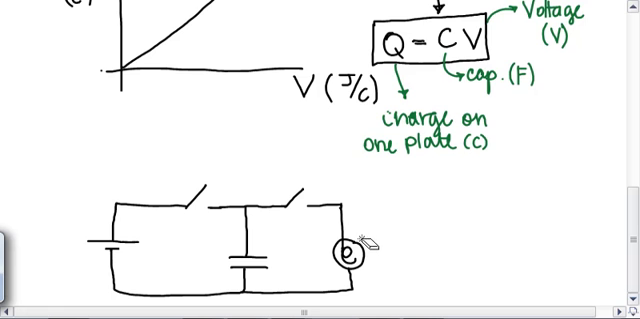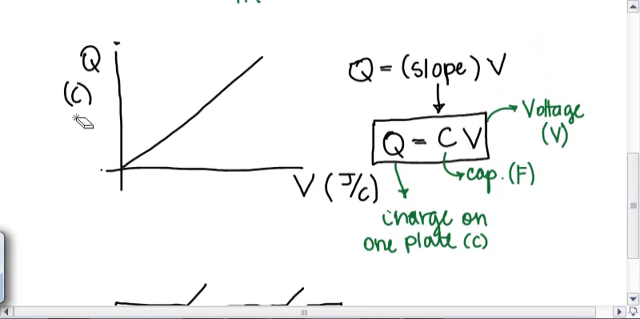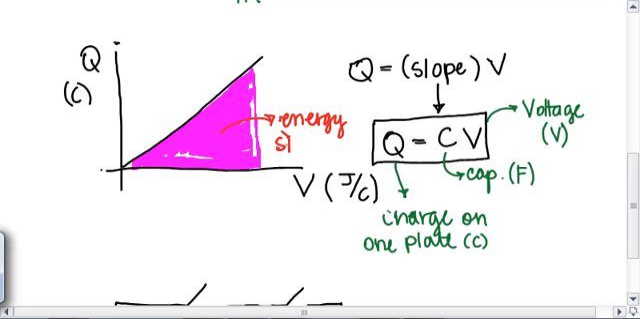All right, and light is a form of what? Energy. Okay, and when I multiply coulombs and joules per coulomb, I get the unit for energy. So it looks like maybe the area under the curve would be the energy stored in our capacitor. Does that seem possible? So that's the energy stored.